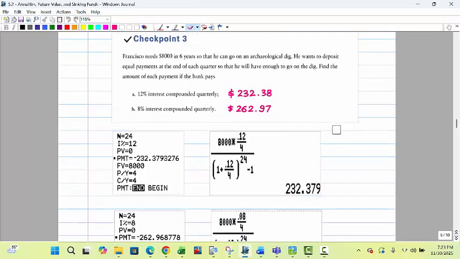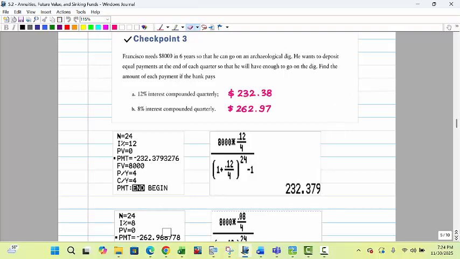So here's a checkpoint problem that I've done both in the TVM solver and using the formula just shown up there. Francisco needs 8,000 in 6 years to go on an archaeological dig. He deposits equal payments at the end of each quarter, so he will have enough to go on the dig. Find the amount of each payment if the bank pays 12% interest compounded quarterly versus 8% compounded quarterly. Naturally, if it's earning more interest, the payment will be smaller.